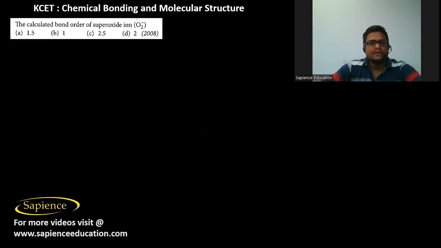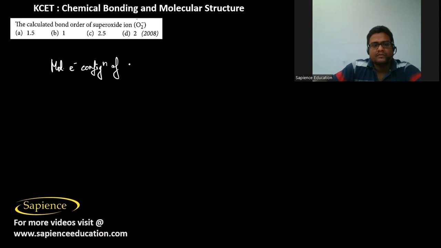Then here the calculated bond order of superoxide ion is. So now we have to write the molecular electronic configuration of the superoxide ion. So O2 minus ion, it has got 17 electrons.